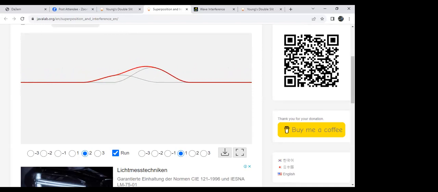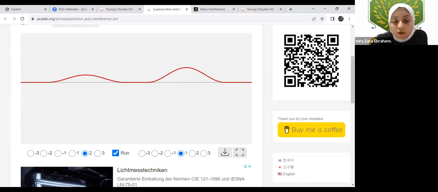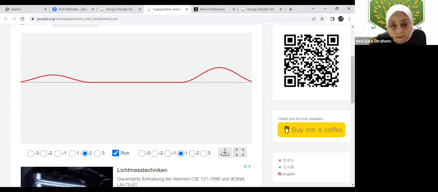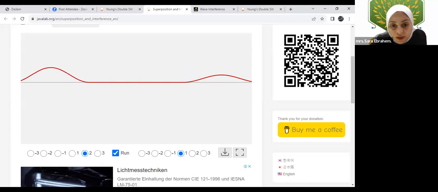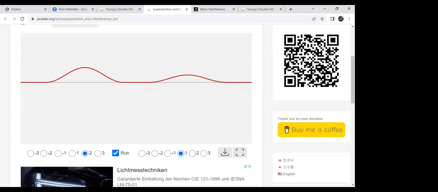So they merge. What do you say? So the two sound waves merge together. I can hear you. When they pass each other, they merge for a second and split again?